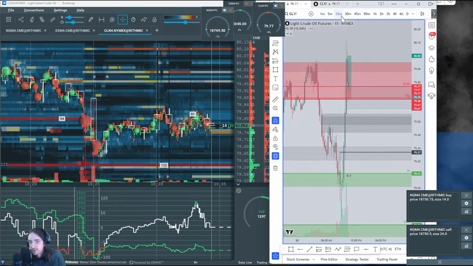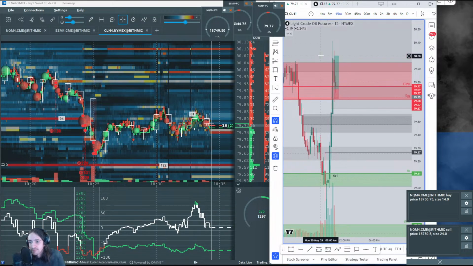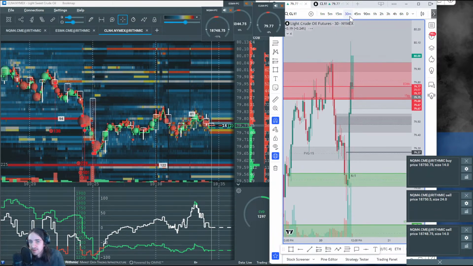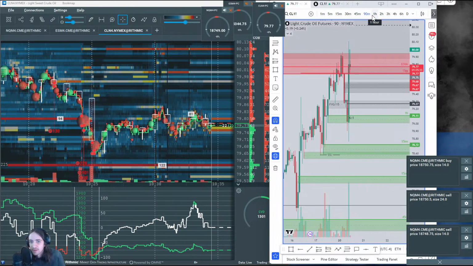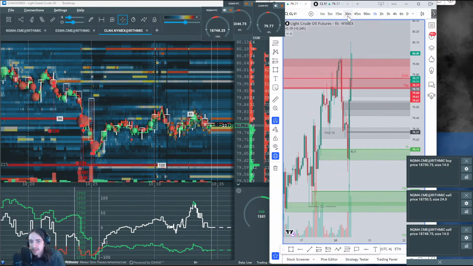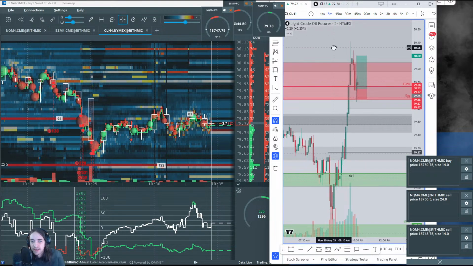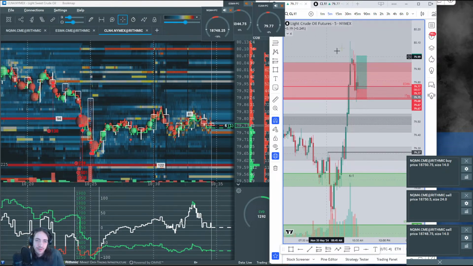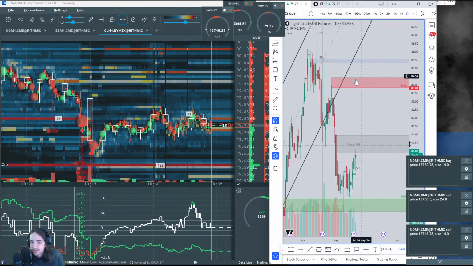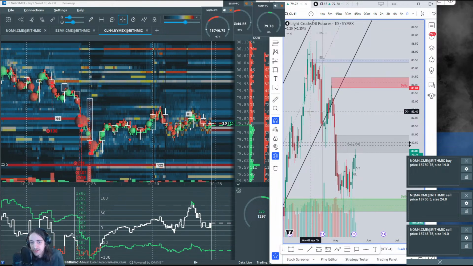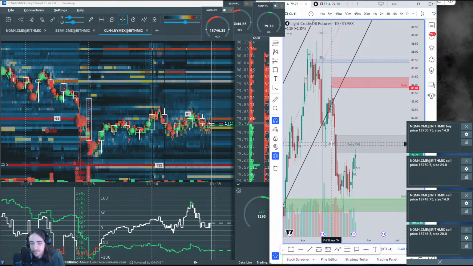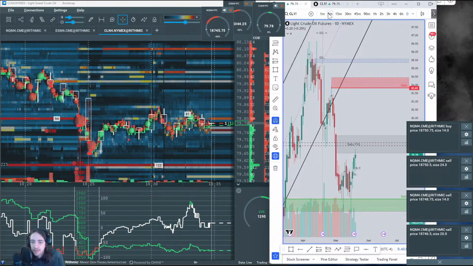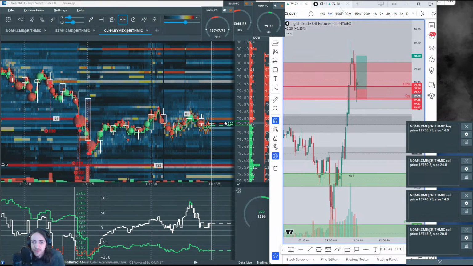How's the 15 looking on crude oil? Not too bad. 30-minute, all right. 45, 1 hour, meh, just all meh. What's the daily looking like on crude? Crude daily looking pretty bullish, but we are coming into... oh, nope, that's an old daily fair value gap. Well, it's not old. It's because the contract changed.